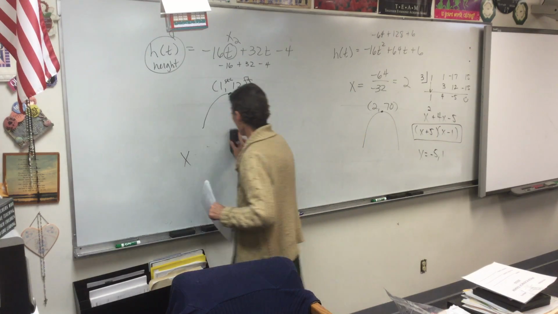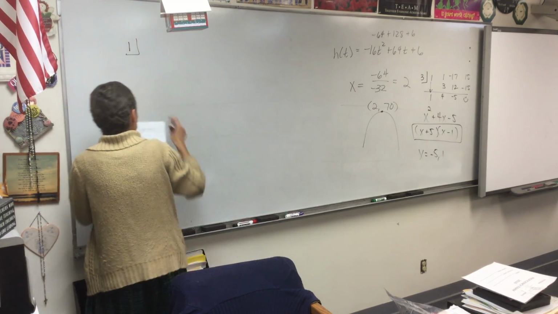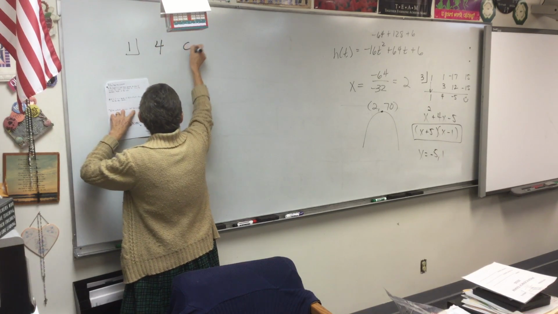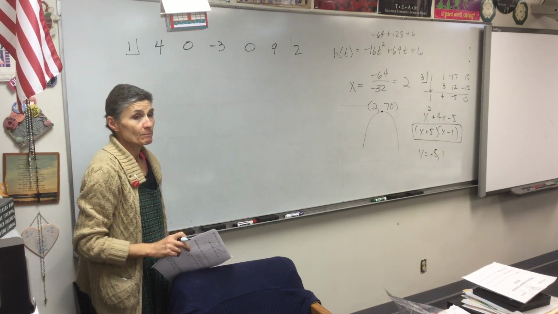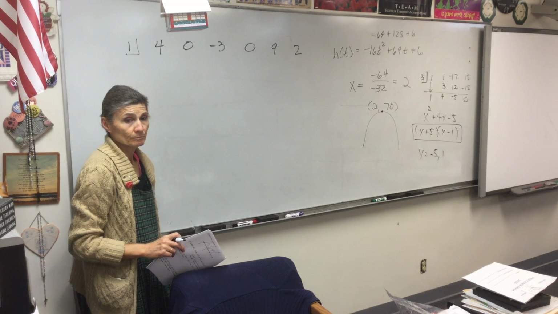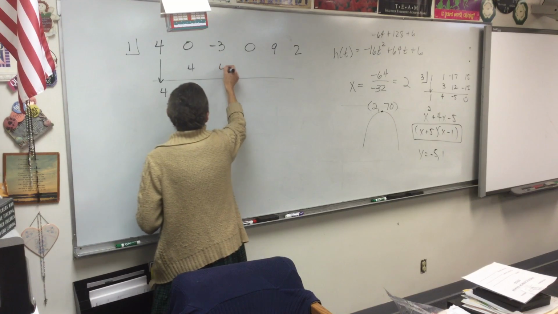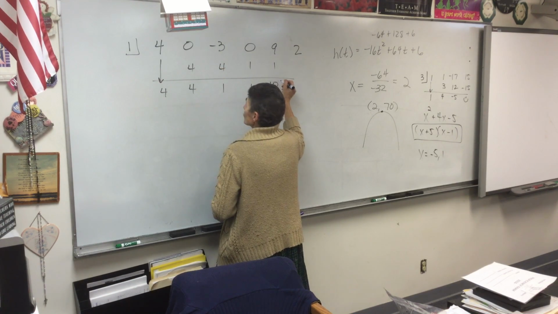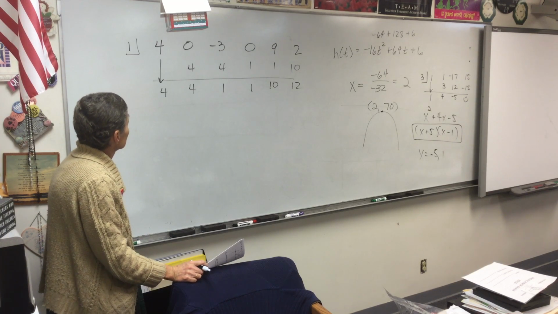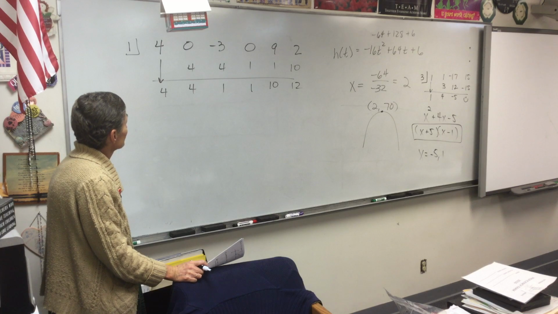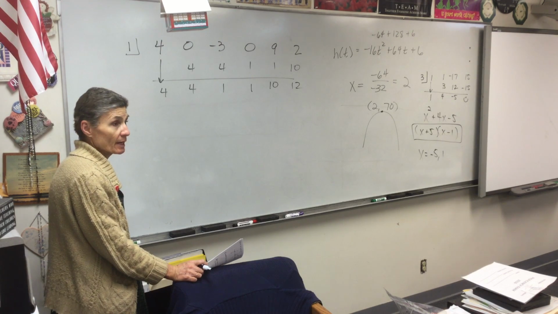Now I warned you, I'm going to try to trick you. Look at this problem. Yep, out of the box goes a 1. Tell me about the numbers across the top. 4, 0, negative 3, 0, 9, 2. I am tricky. All right, double check my arithmetic. Make sure I didn't make any careless errors. Anybody get the same thing I did?